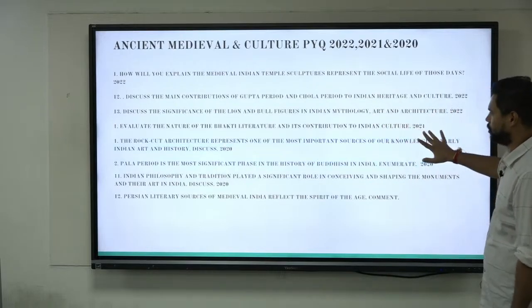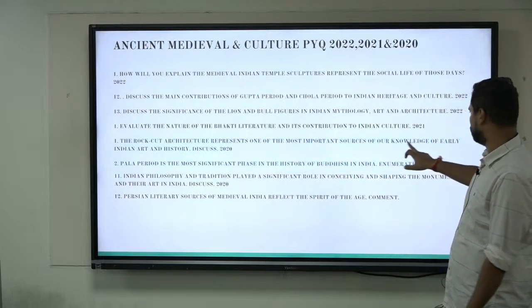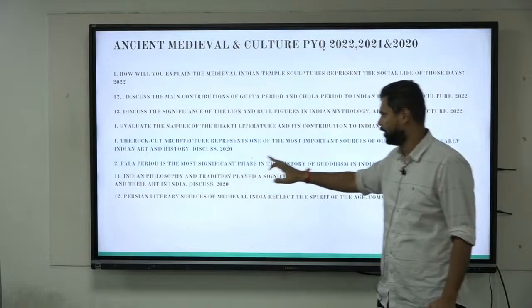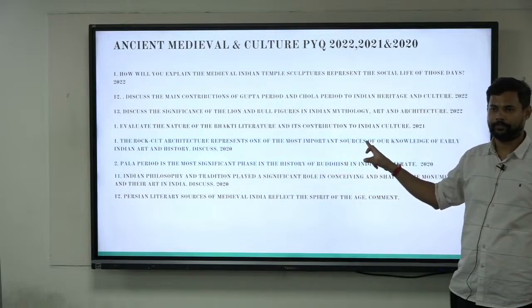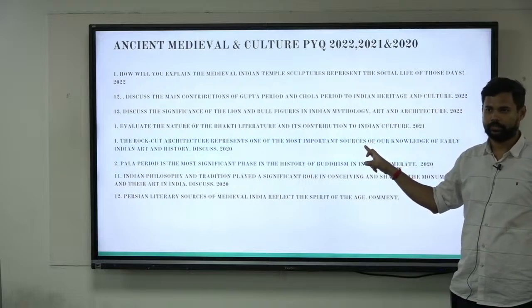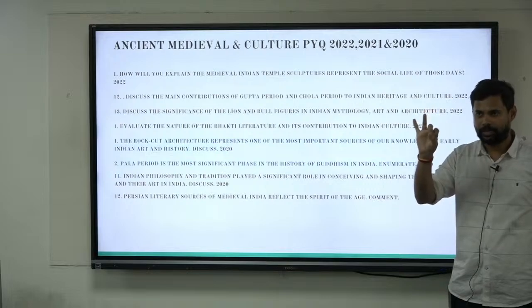Anyways, coming back to this, the rock cut architecture represents one of the most important sources of our knowledge of Indian art and history. Tell me which theme it will come. You just wrote that theme. Yes. You have just written that, the same thing. Okay, Indian architecture, sculpture, painting.